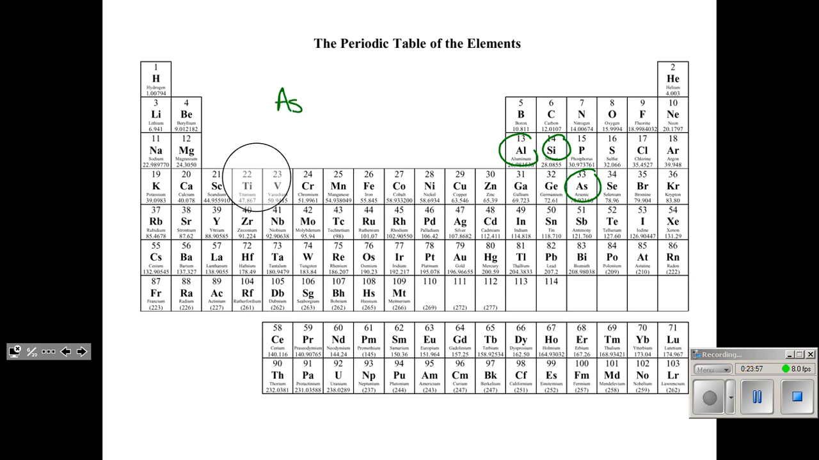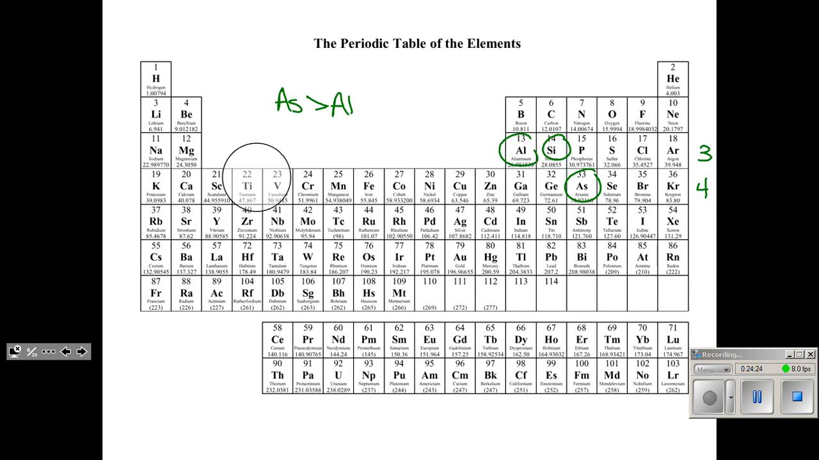Why is arsenic bigger? Arsenic's outer electrons are at energy level 4 versus silicon and aluminum, which are at energy level 3. So arsenic is bigger than silicon or aluminum. So then you might want to put those in order. Which one is the next biggest? Is it aluminum or silicon? And you would choose aluminum.